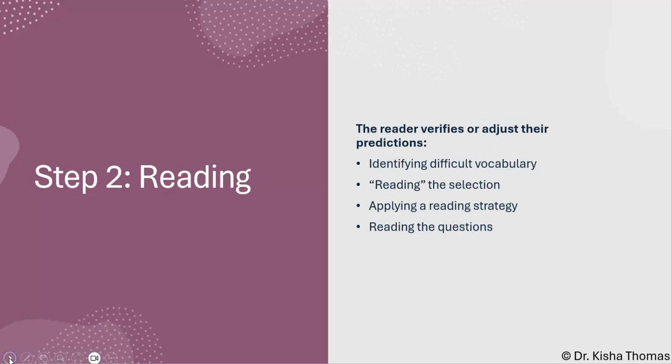Step 2, reading. The reader verifies or adjusts their predictions. So now during this step, you are actually reading the text and you begin to identify difficult vocabulary. You are applying some sort of reading strategy. And applying a reading strategy means that you are either highlighting or taking notes. You're also reading any questions that the text may have.